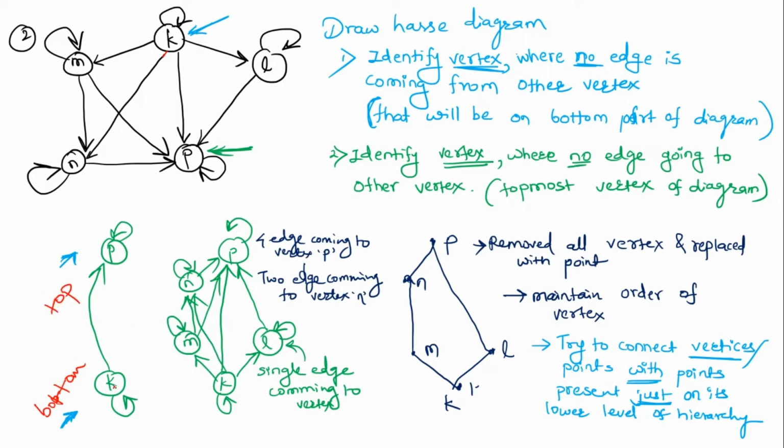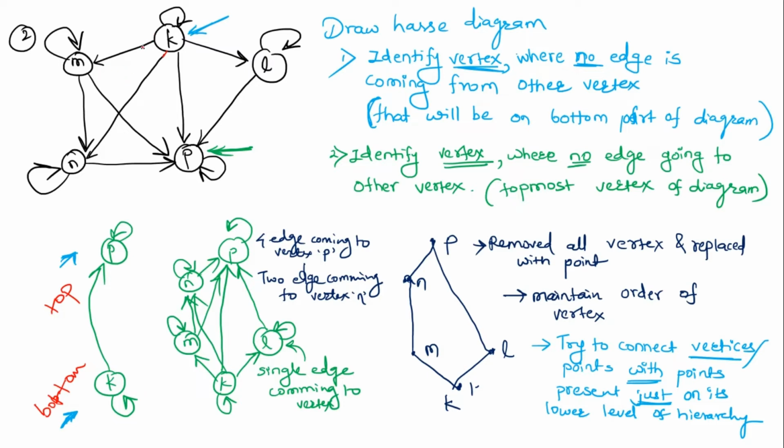So K is the bottom part and P is the topmost part of your Hasse diagram. Now after that, we will check how many edges are present between the other vertices. K will be on the bottom part, P will be on the topmost part. Now from K to the other vertices, how many edges are going to that vertex? Like for M and L, how many incoming edges are they receiving from other vertices?